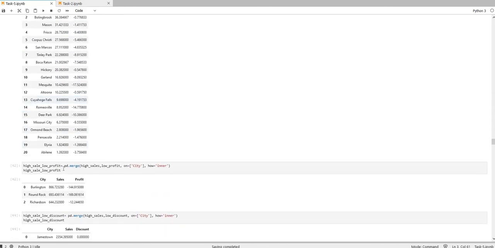Now let's see high sales and low profit. According to city, Burlington has high sales, but a very low profit. Second is Round Rock town, which has 693 dollars of sales, but a loss of $169.